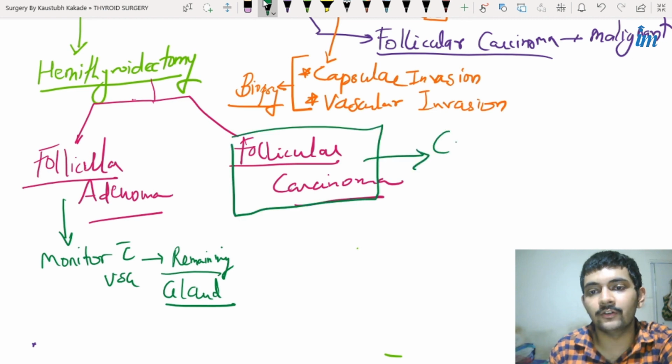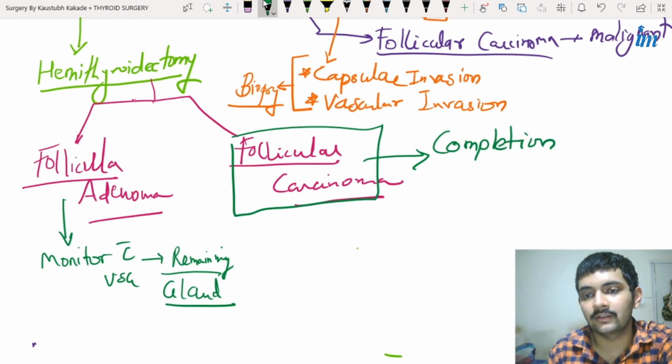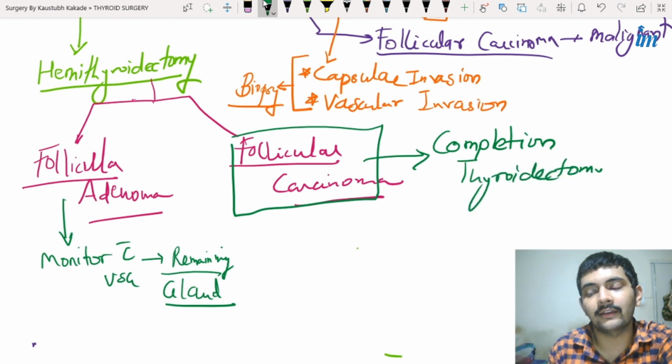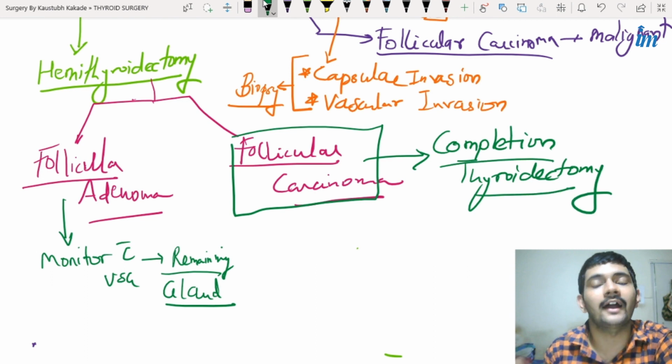Whereas if it comes out to be a follicular carcinoma, it is malignant. So you are going to do a completion thyroidectomy. That means you will go back, open the patient again, and remove the remaining part of the thyroid as well.